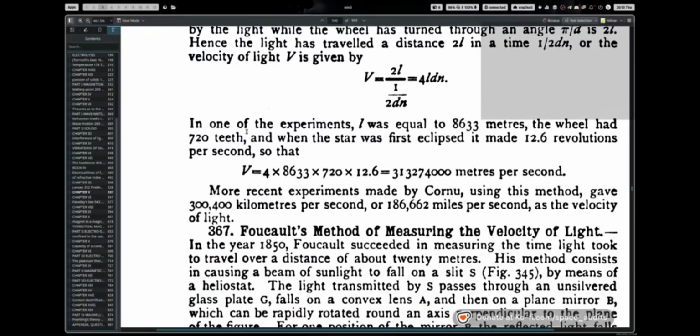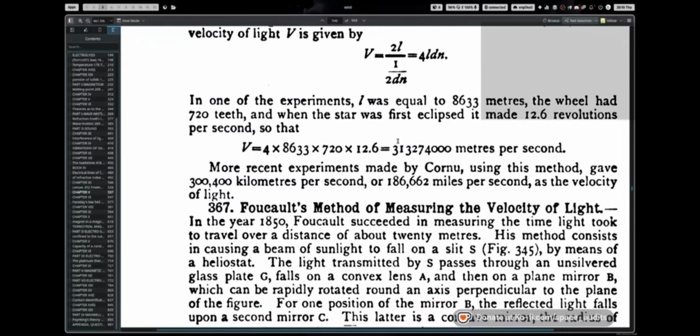All right. In one of the experiments, L was equal to 8,633 meters, and the wheel had 720 teeth. When the star was first eclipsed, it made 12.6 revolutions per second, so that V is equal to the formula given here, which comes out to be roughly 313 million meters per second.